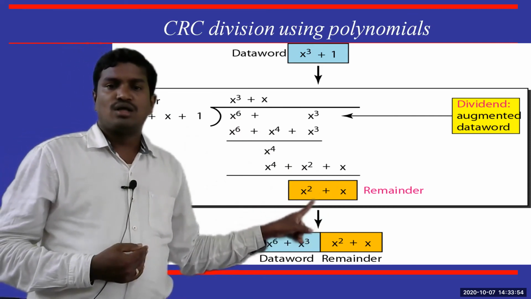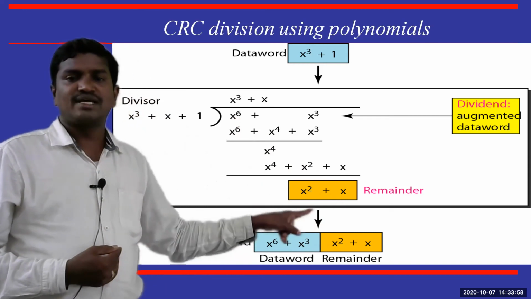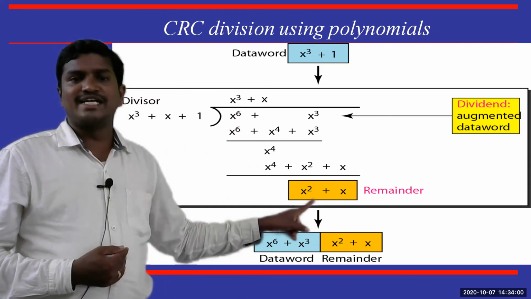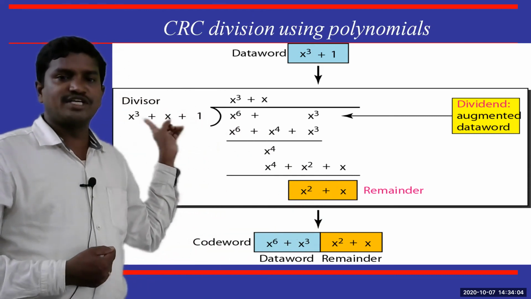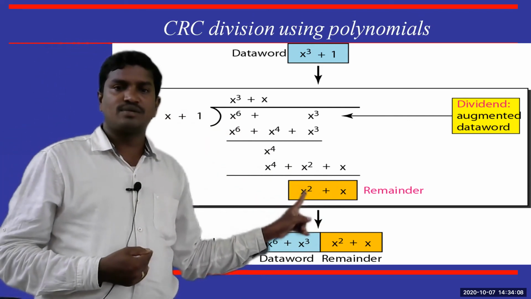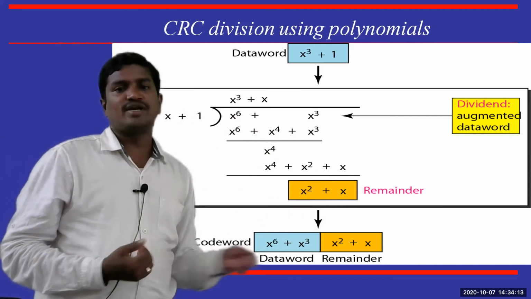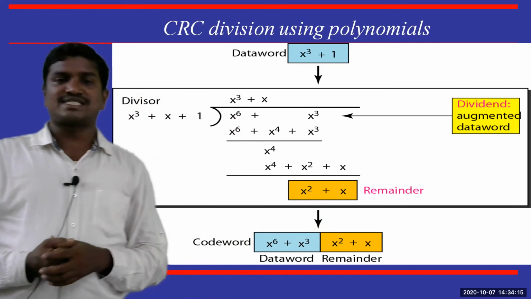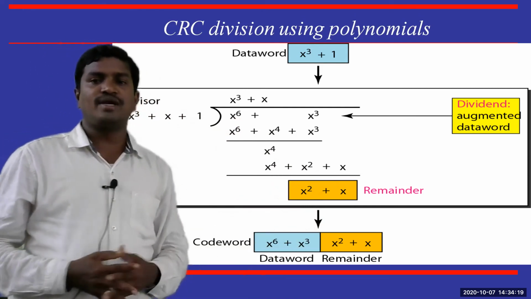Now we got a remainder which is having a lower power compared to the divisor. The divisor has the highest power of x cube, but the remainder has a power of what? 2. Then we stop our division process. Consider it as a remainder, and this remainder is appended to the data word to become a code word.